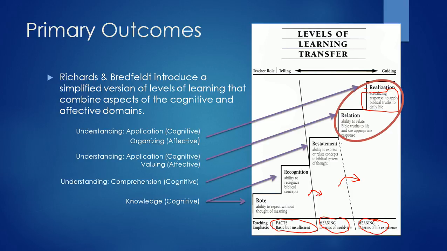So what Richards and Redfield have done is they've taken those two domains of cognitive and affective, and they've combined them to help us understand where we need to be in terms of our teaching and our outcomes, our primary outcomes for our learners.